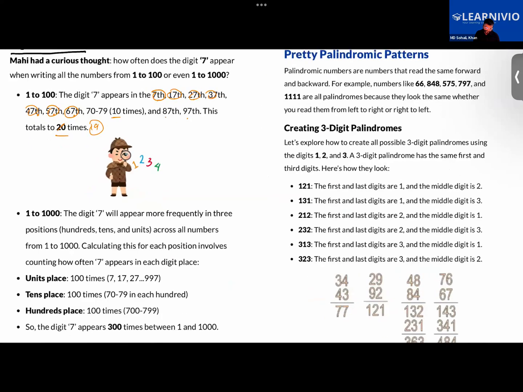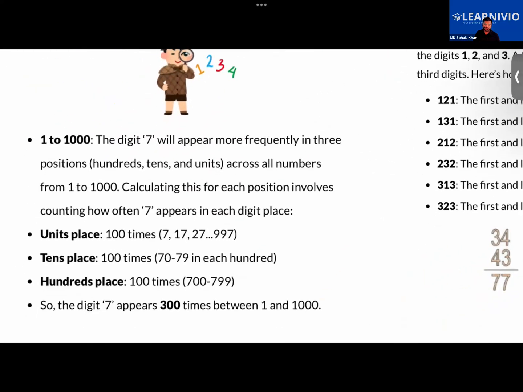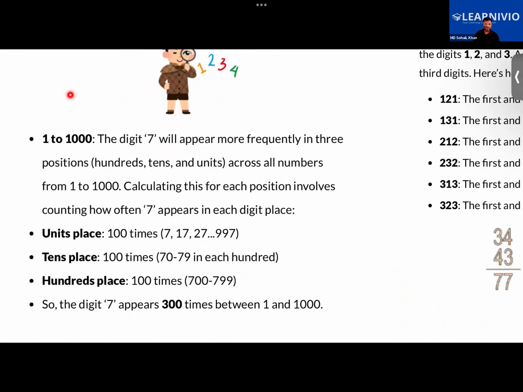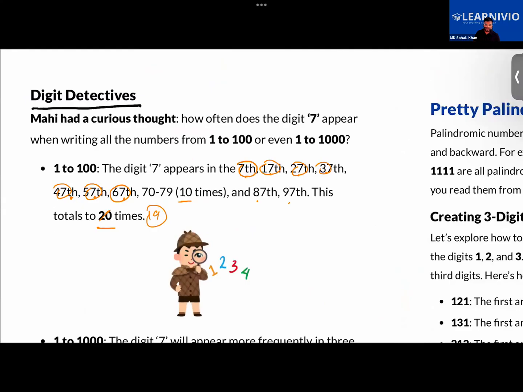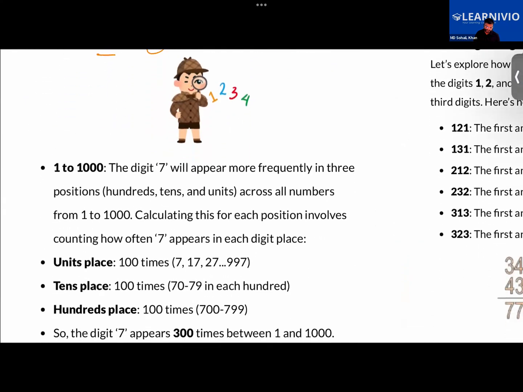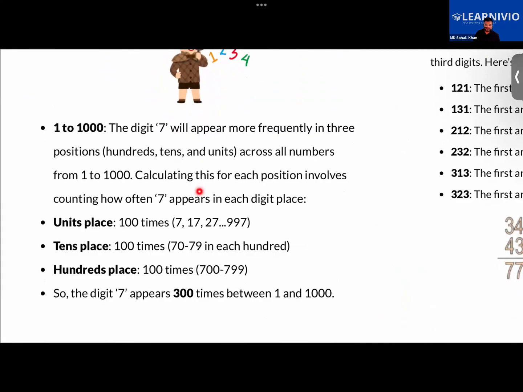Similarly, we can calculate it now, but the question is, if we look at the digit 7, it will appear more frequently in 3-digit positions, like between 1 and 1000. It will appear more number of times. So it becomes difficult if you keep doing it in the same manner; it will take some time. So calculating this for each position will involve counting how often 7 appears in each digit.